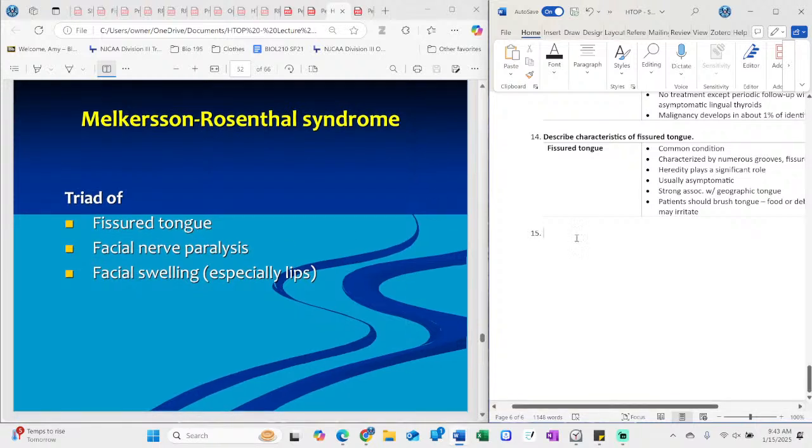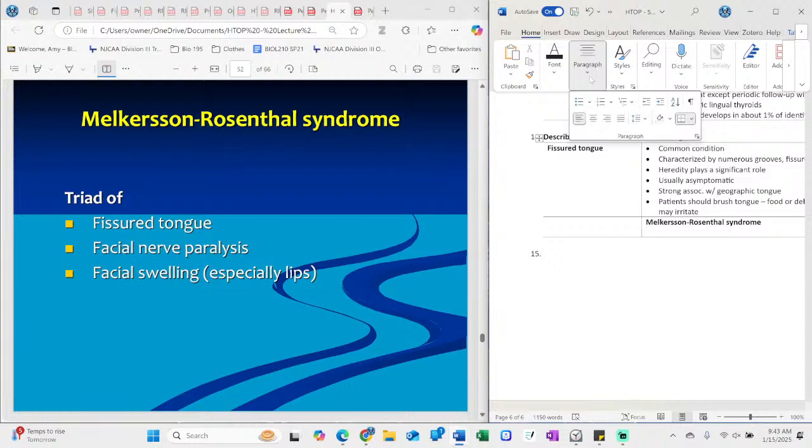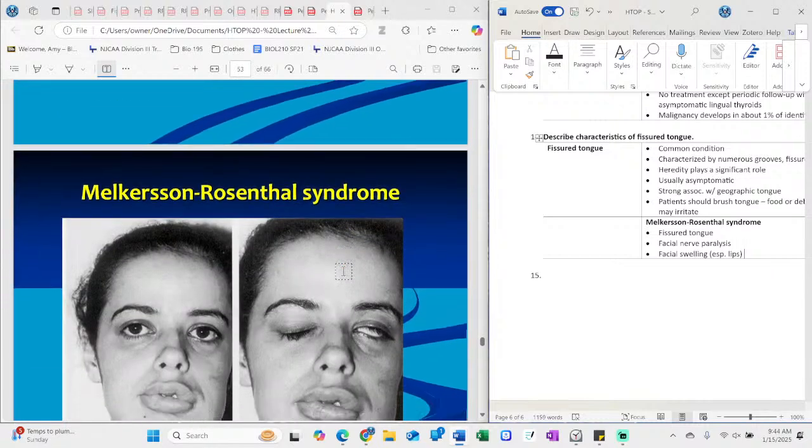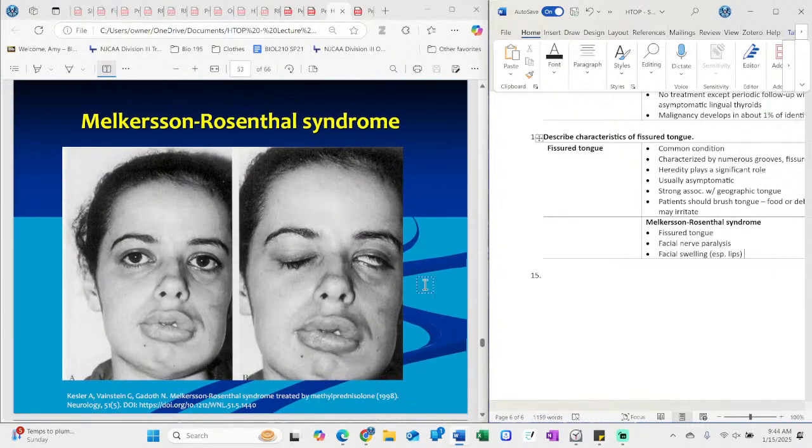Remember that triad, Melkersson-Rosenthal syndrome? So this fissured tongue is a part of this syndrome also. So the patient will have fissured tongue, they will have paralysis of the facial nerve, and they may have facial swelling or lip swelling with this. And this is a patient with that syndrome. They have an incompletely closed eye, they have drooping of the lip on that side, and they have somewhat swelling of the lips also.